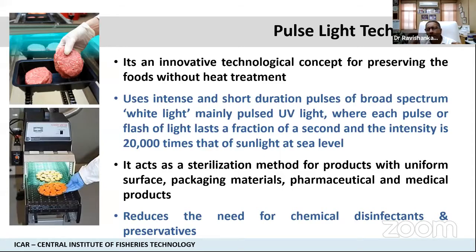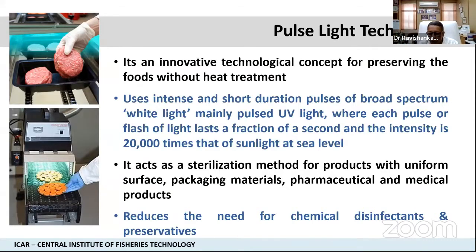The only problem with this is, it is basically an innovative technology where we are applying intense and short duration pulses of broad spectrum white light, just like a flash of a camera. Okay. When you flash it, that will affect the bacteria. And that will improve the shelf life. These are all technologies for extending the shelf life, for reducing bacterial spoilage. Again, the limitation is the penetration power. So if you have bulk packaging, this may not be a very, very useful technology.